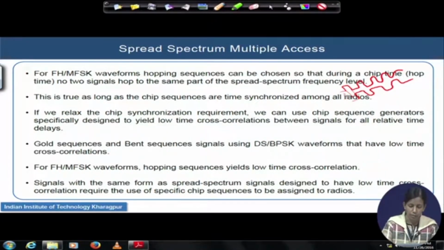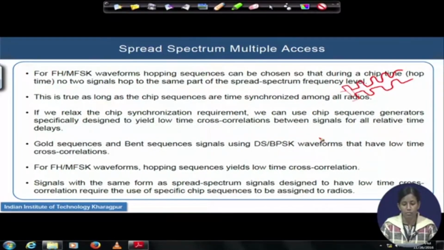And this phenomenon will hold good as long as the chip sequences are time synchronized among all the transmitted radios over the network, which is very hard to maintain in a practical scenario. If we relax the chip synchronization requirements a little bit, we can use chip sequence generation in such a way that they won't yield perfectly zero cross correlation values, but they will generate a very low cross correlation. Then also the system design is possible.